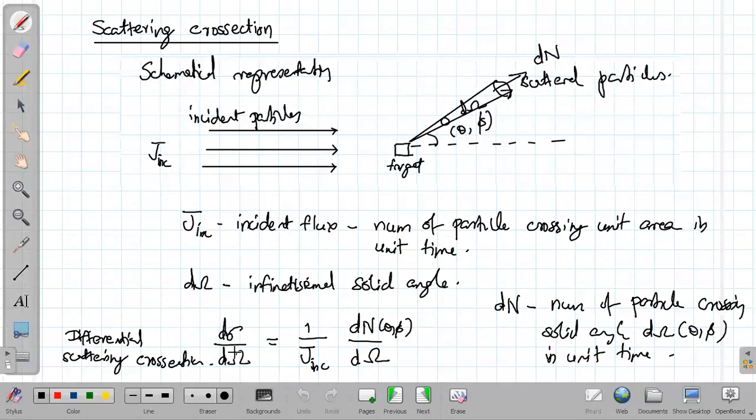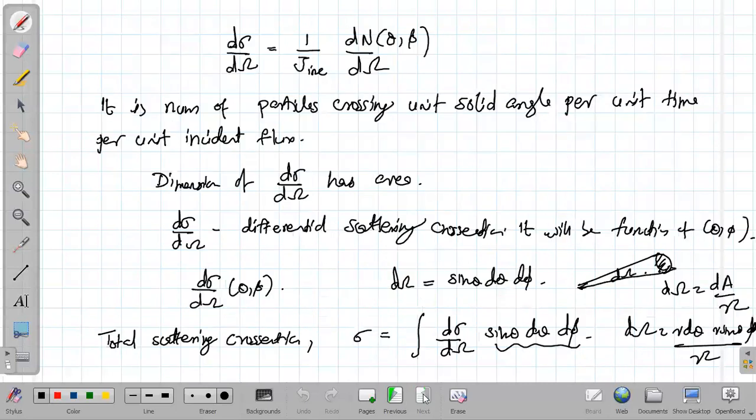That is why the name cross section has come for dσ/dΩ. It is a small quantity, the cross section through a very small solid angle, so that is why it is called the differential scattering cross section. Obviously, depending upon the angles θ and φ, at different angles we will get different scattering cross sections. So this dσ/dΩ will be a function of θ and φ.